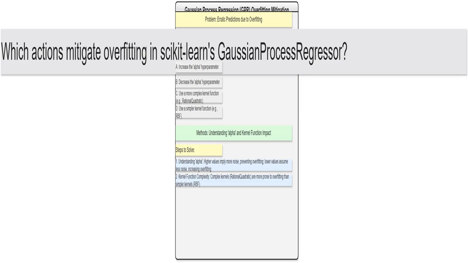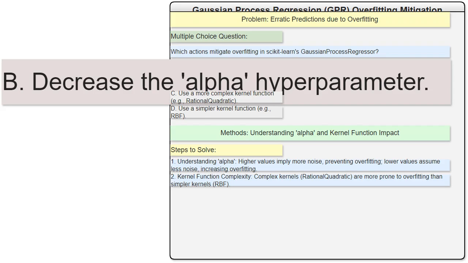This option suggests increasing the alpha parameter in the GPR model. Alpha represents the noise level. Increasing it tells the model, hey, there's more noise in this data than you think. The model will then become less sensitive to small changes in the input data, preventing overfitting.